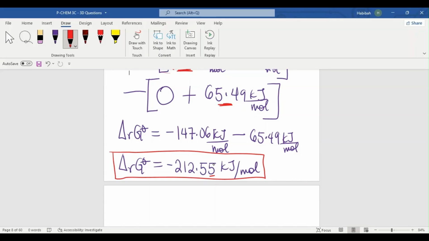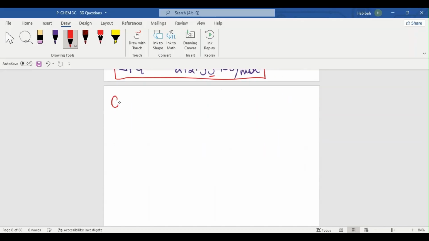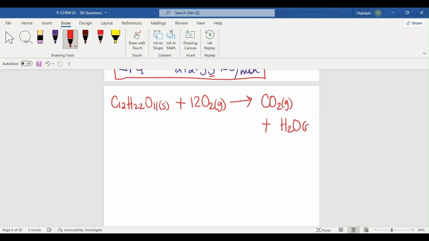Now we move on to the second reaction, which is the combustion of sucrose. So C12H22O11 solid, which is sucrose for anyone who doesn't know, this is the molecular formula for sucrose, plus 12 O2 gas. I'm rewriting what I showed you earlier. This is a combustion reaction of an organic compound. You're always going to have carbon dioxide and water as the products. Balancing the equation, actually we're not really balancing, we're just repeating what we're given.